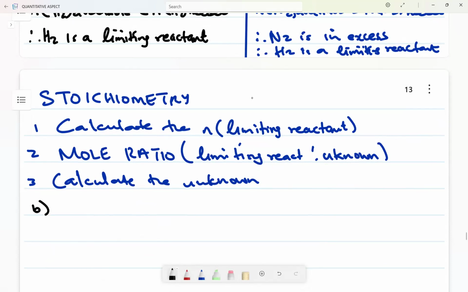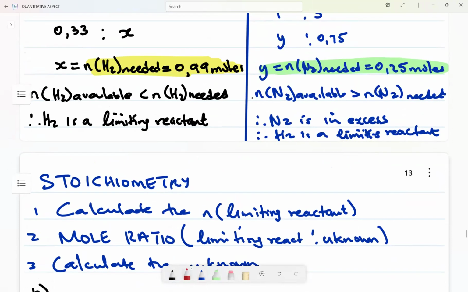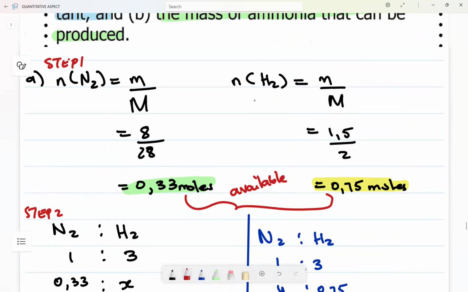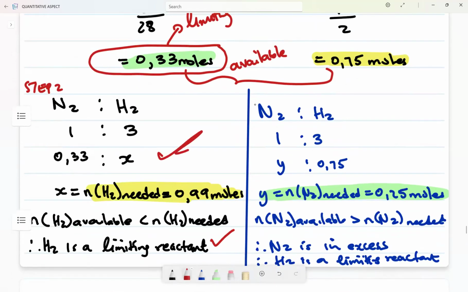Step 1. Let's calculate the limiting reagent. I check. Step 1 complete. Yes. Why? Because I already know which one is the limiting reagent. So I have calculated the limiting reagent. Okay. So if H2 is a limiting reagent, it means I'm going to use its number of moles that is available, because these ones are the ones that are going to be completely used. Okay. So this one is the one that is the limiting reagent.